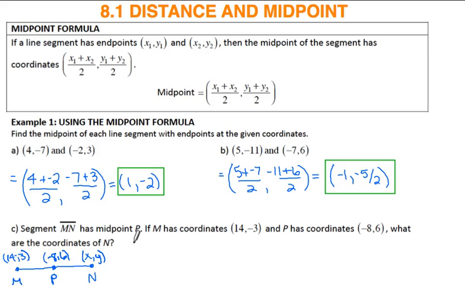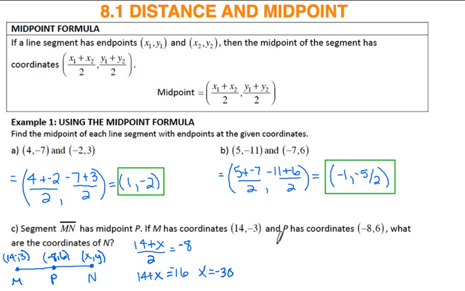So if I were to take my X coordinates of M and N, add them together and divide by 2, it should equal the x-coordinate of my midpoint, which was negative 8. So from here I can use that to solve for x. Multiply both sides by 2, gives you negative 16. Subtract 14 from both sides and we get x equals negative 30.